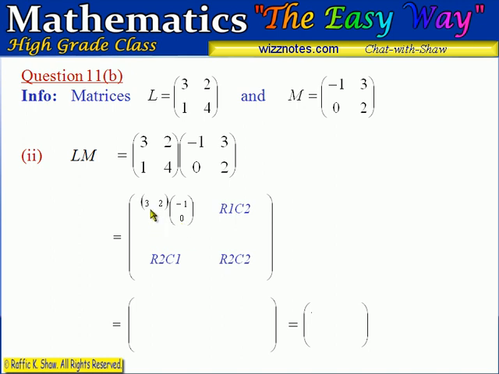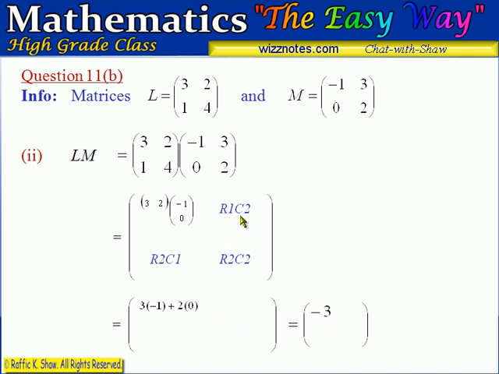And how we multiply matrices is along the row and down the column. So we'll multiply this 3 by this -1 and this 2 by this 0 and do the addition. So let's show the calculation here. That is 3 multiplied by -1 plus 2 multiplied by 0. And the result of this, 3 times -1 is -3 and 2 times 0 is 0. So the result of this addition is -3. So we can show that result here.